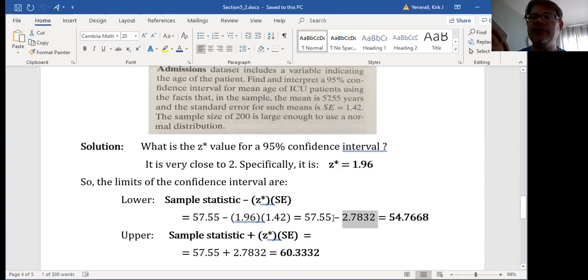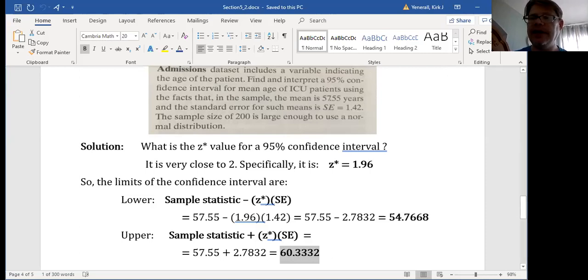When we take that value and subtract it from the sample mean of 57.55, we get a lower limit of about 54.77 years. And if I add that margin of error to my sample statistic, I get a value of about 60.33 years. Those are the limits for my interval. Now, what was this an interval for? It was for an unknown population average, the average age at which folks gain admittance to an intensive care unit.